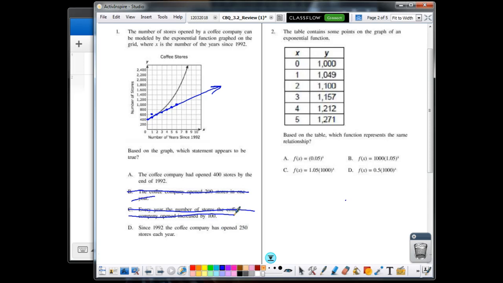Since 1992, the coffee company has opened 250 stores each year. No. How do you know that's false? Because it's not going up by 250, it's going up by 100. If it's going up by 250 each year and it starts at 400, then it should be at 650 after 1 year. No, that's not true. The answer's wrong. It'd be 1,000.